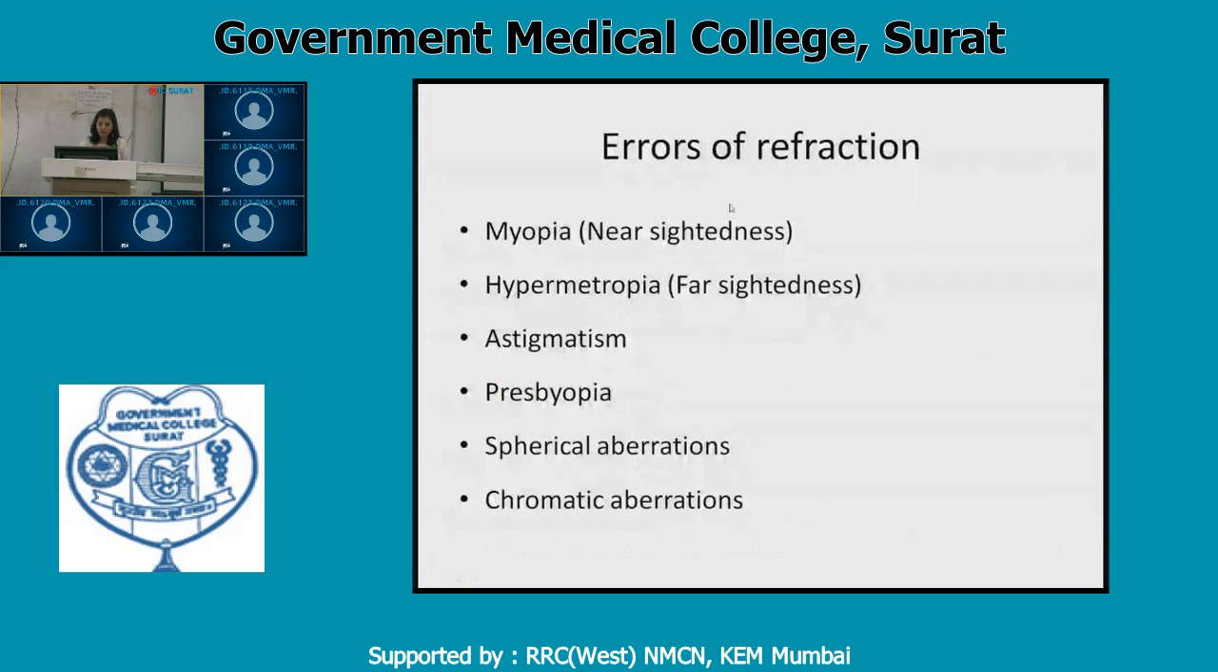Just to enumerate these: myopia, or nearsightedness, as the name suggests. A myopic person can see nearby objects very clearly but is unable to focus distant objects on the retina, so there is blurring or haziness of the image when they try to see distant objects. Hypermetropia, or hyperopia, or farsightedness, is where the person can easily focus distant objects on the retina, but the problem lies with nearby objects.